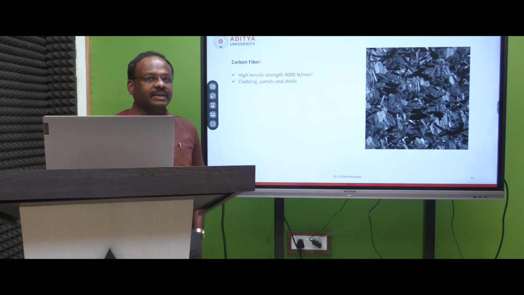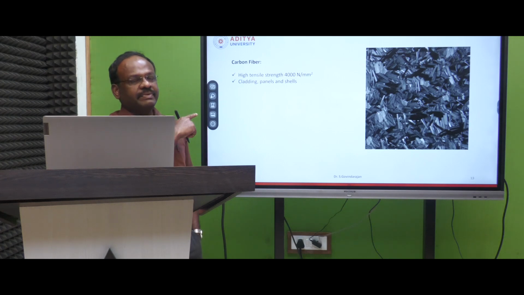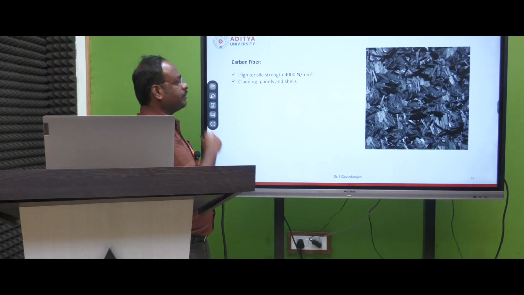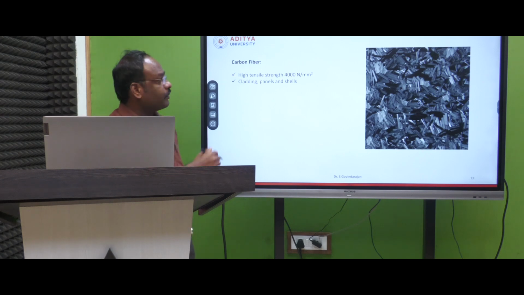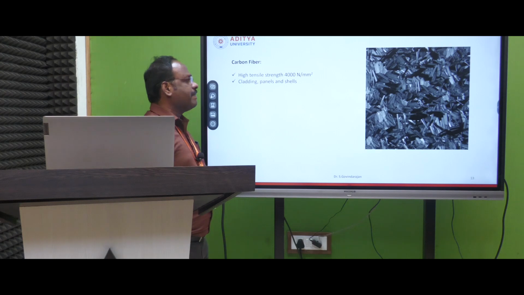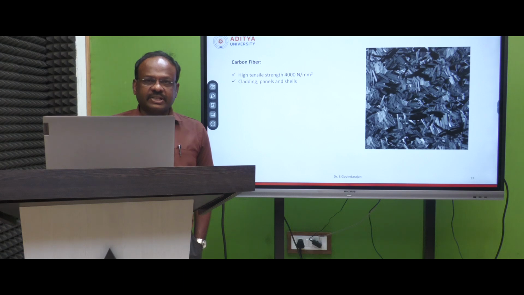the cost will be very high compared with the normal fiber as well as the other artificial fibers. Other than carbon fiber, the cost is very high for carbon fiber, but the strength it gives is more, right? The tensile strength is 4000 Newton per mm square. And where is it used in structures? Mainly for the cladding of your building structure, like walls.